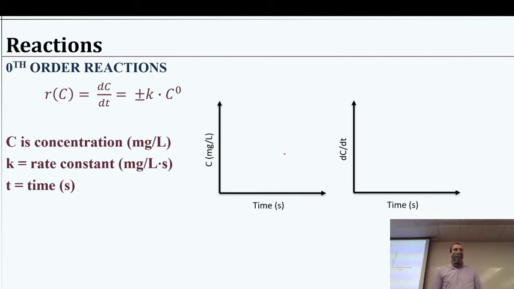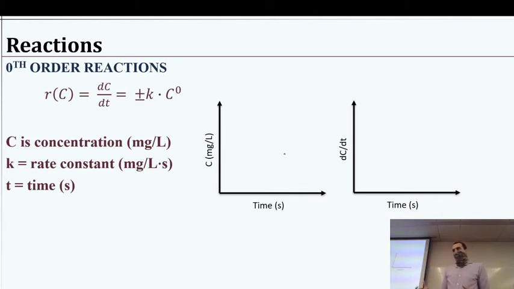Okay, so let's take a closer look. We'll start with zero order reactions. And here we have, again, this equation: the rate, dC/dt, is equal to plus or minus k times C to the zero power.